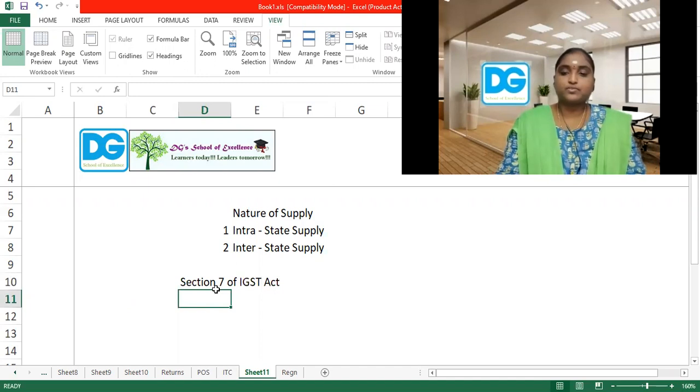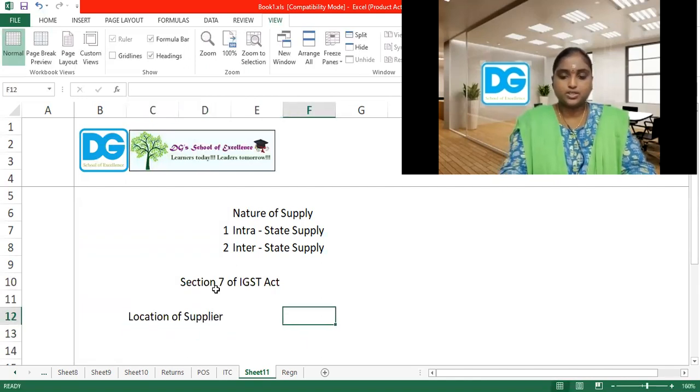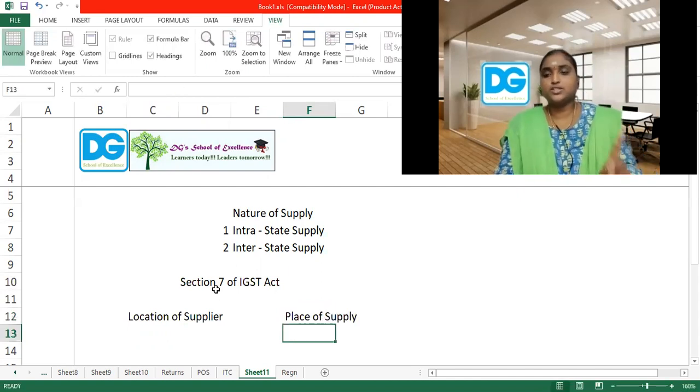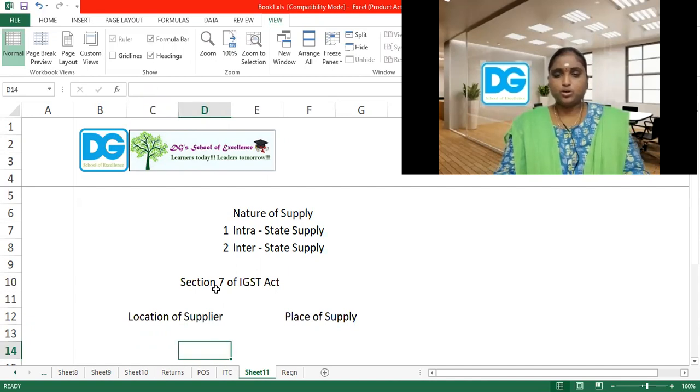Now to determine whether it is intrastate or interstate, the two terminologies are the location of supplier and the place of supply. These two are the factors which determine whether it is intrastate supply or interstate supply. Only when you have the information of these two can you fix the nature of supply. So let us move on.